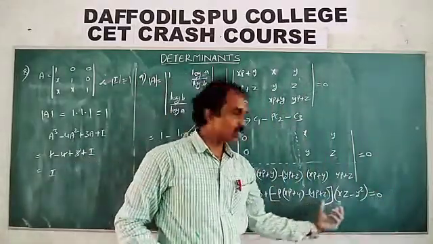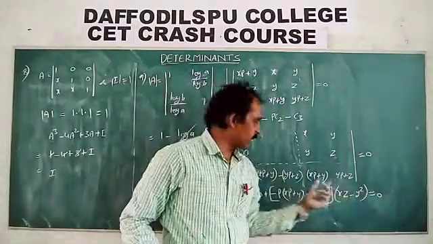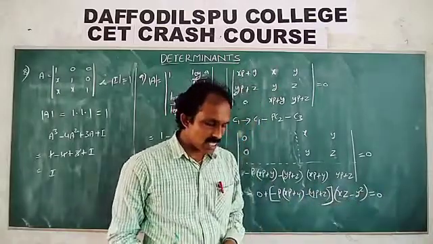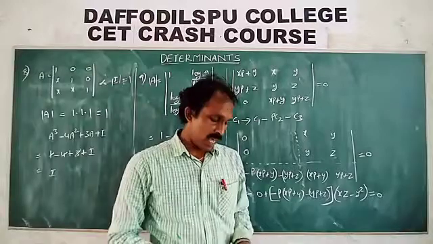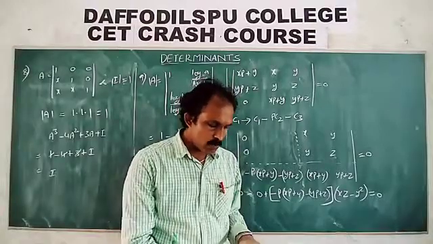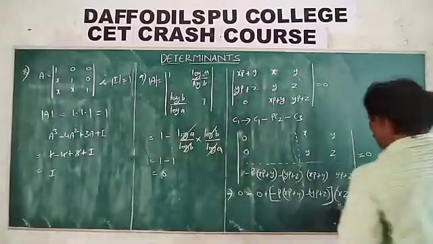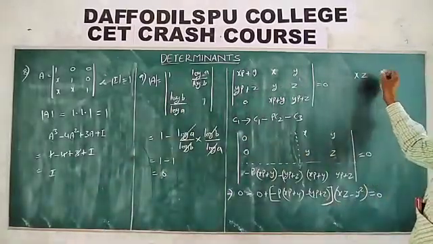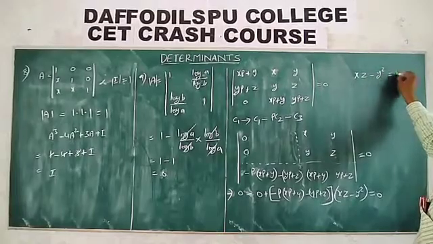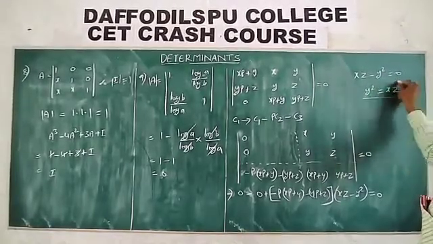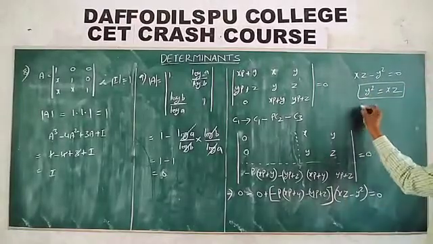Product of 2 terms is equal to 0. Either this is equal to 0 or this is equal to 0. Options are asking xyz are in AP, xyz are in GP, HP, or xy, yz, zx are in AP. From this I will take this one. Xz minus y square is equal to 0. That implies y square is equal to xz. So xyz are in GP.